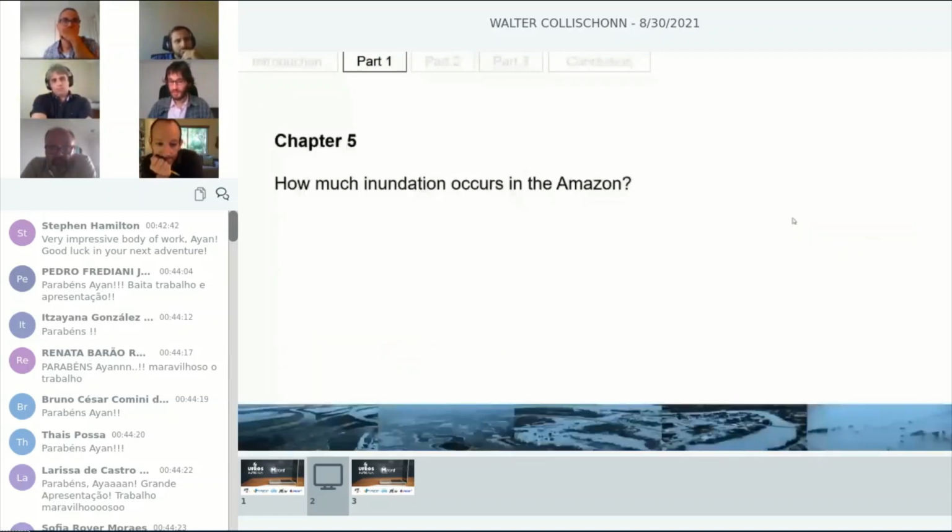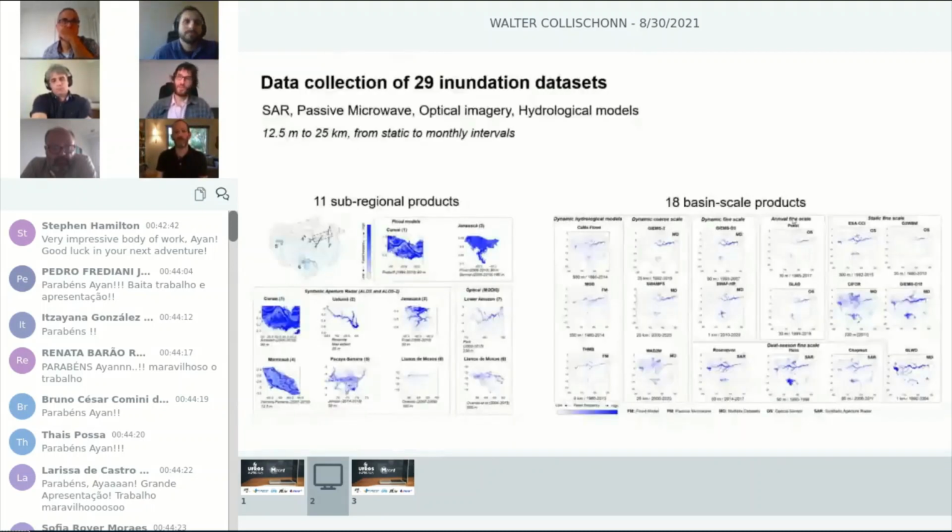And this motivated us and led us to the next chapter, which tries to understand how much inundation occurs in the Amazon. And this was motivated also by the understanding that there are today many inundation datasets available to map inundation across the basin, but a comprehensive assessment of these datasets is definitely lacking. And for that, we performed an extensive data collection, collecting up to 30 datasets, covering a large domain of spatial and temporal resolutions. We collected data for local wetlands, for individual floodplains, but also for the whole basin. So there are many products available for the whole basin. And then we compare them.